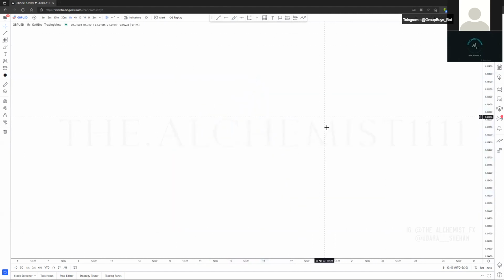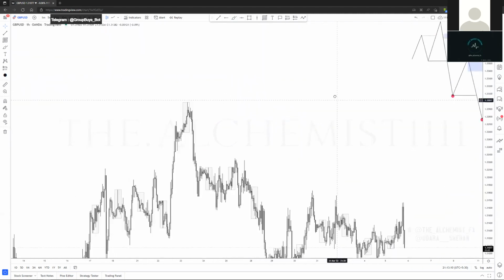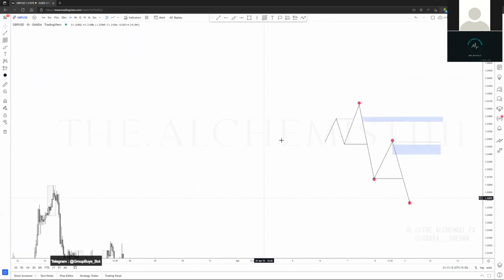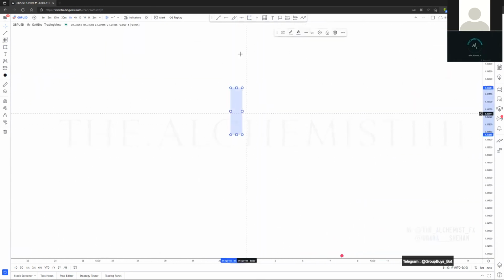Now let's talk about a rejection block. A rejection block is a candle, a wick. Okay, so something like this. Now let's talk about wicks. So now I'm gonna draw a bearish candle.